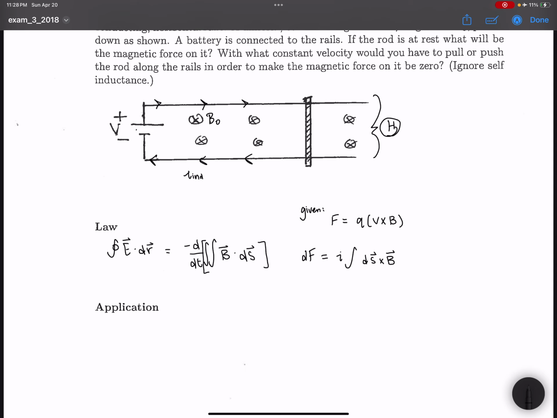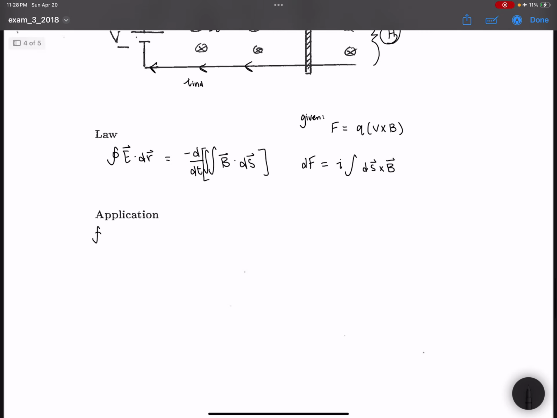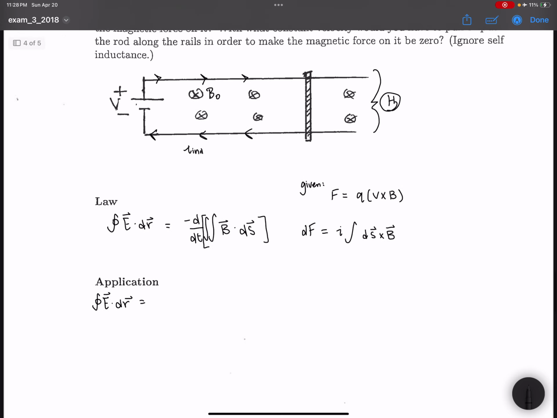So let's see. I'm going to go ahead and get the left-hand side of Faraday's out of the way. E dot dr. Because we know that the battery's connected to the rails. Should we draw a loop? So we have V minus IR. That's on the loop? Yeah, it would be going down.